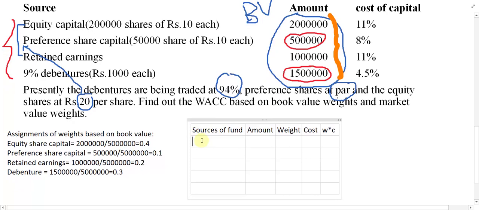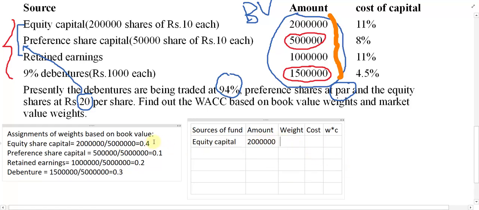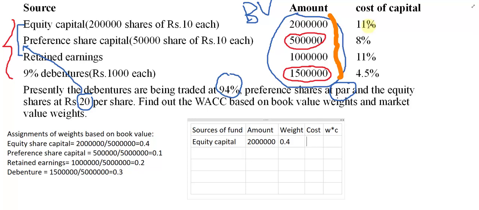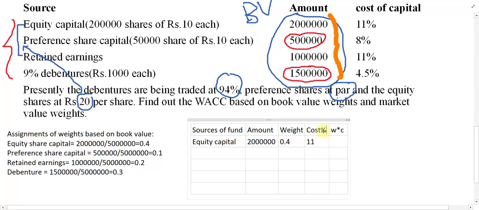Let us increase the font size. Okay, that's fine. Now mention the source of fund. Number one is equity capital. The amount of equity capital was 2 million. The weight we calculated before was 0.4. The cost of equity is directly given in the question. It is 11%, and you can mention 0.11, otherwise you can mention 11 itself, in the form of percentage. Now multiply these two columns: 11 multiplied by 0.4 equals 4.4.